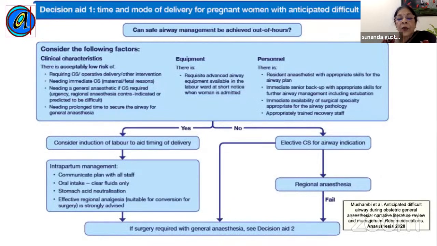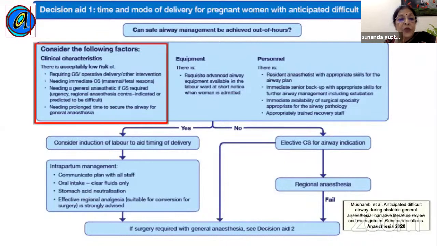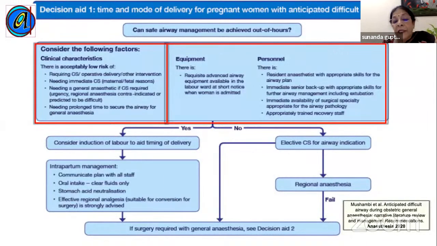Since the OAA and DAS guidelines, when they came out in 2015, did not talk about the anticipated difficult airway, they came out with two decision aids. One is algorithms. One is the safe airway management. Can it be done out of hours? They say that you need to consider these factors: will the patient go in for operative delivery? Will she need general anesthesia? Will there be a prolonged time to secure the airway for general anesthesia? And is the requisite equipment available with you, because most of the time it is out of hours? And are there trained personnel ready to help you there?